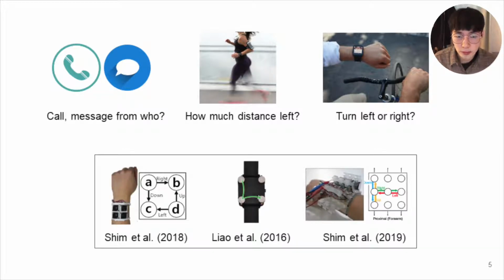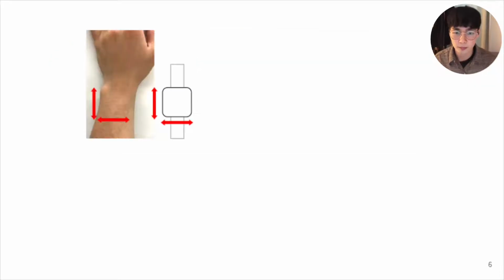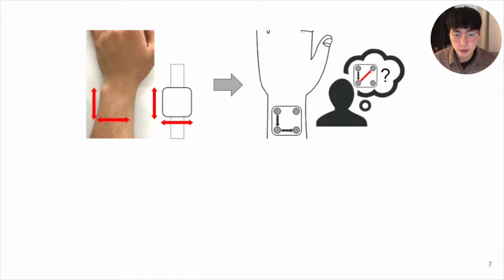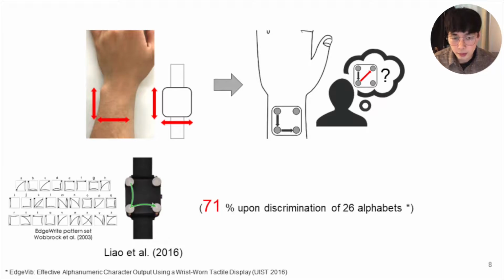By using multiple tactors, researchers proposed spatiotemporal tactile patterns to deliver high-level information such as alphabets, numbers, or directions. However, because of the limited skin area of the wrist, confusion between tactors easily occurs, as shown in the example. This is the main reason for low recognition rates of tactile patterns when using multiple tactors on the small wrist area.